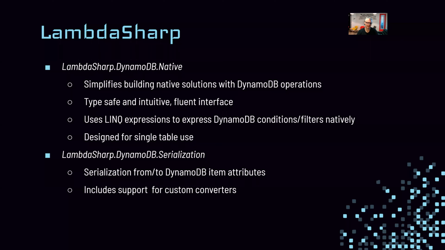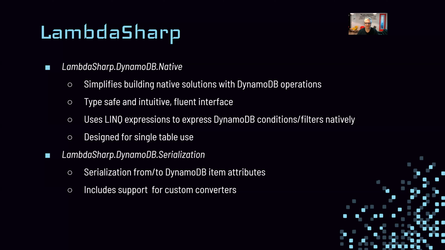There's also the LambdaSharp DynamoDB serialization assembly, and you can find this on NuGet. This one is the same thing as System.Text.Json or Json.NET. It's a serialization library for serializing to DynamoDB attributes. Like I said, the rules of engagement are slightly different. They have a couple of weird little things. You can't go to JSON and then map JSON to DynamoDB.